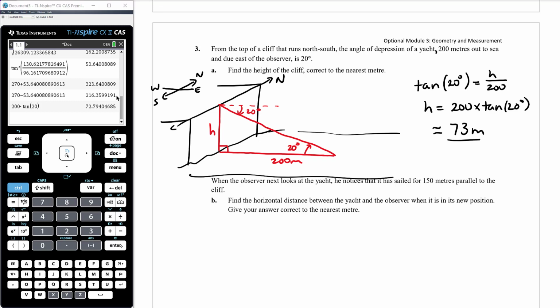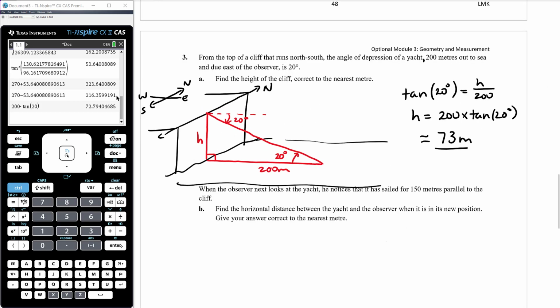Okay, so the cliff is approximately 73 metres tall. When the observer next looks at the yacht, he notices that it has sailed for 150 metres parallel to the cliff. Find the horizontal distance between the yacht and the observer when it is in its new position.